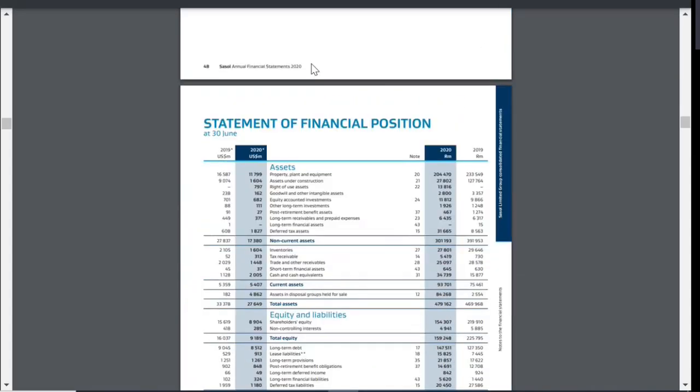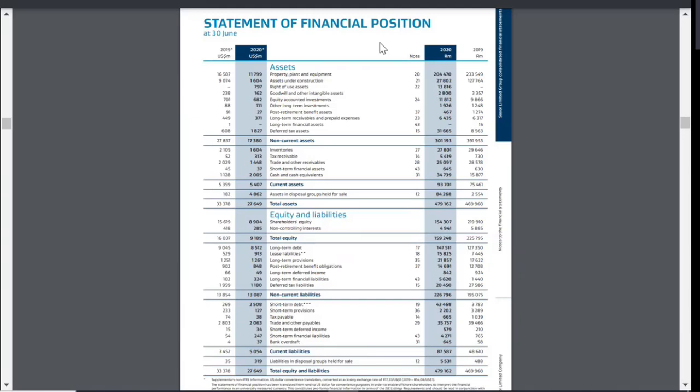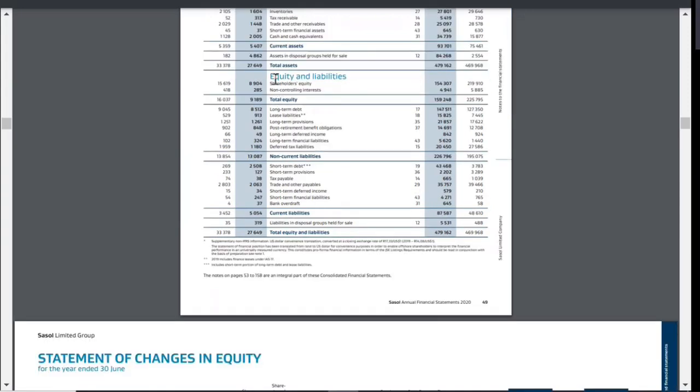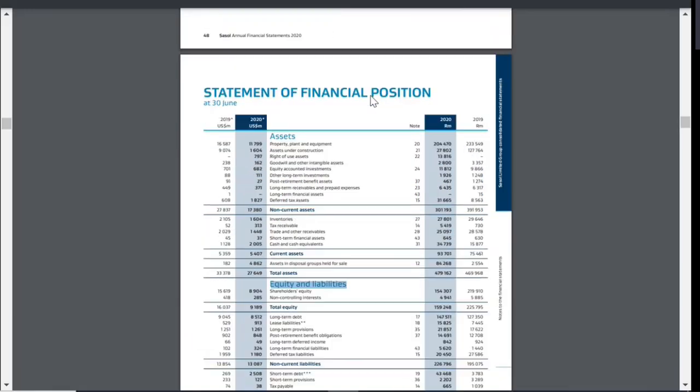So I want to show you the statement of financial position. The statement of financial position will be your assets. Can you see here? And equity and liabilities. That will be your statement of financial position. So what is the statement of financial position? It shows, as at the 30th of June, what is the state of the company? What is their position as at the 30th of June?